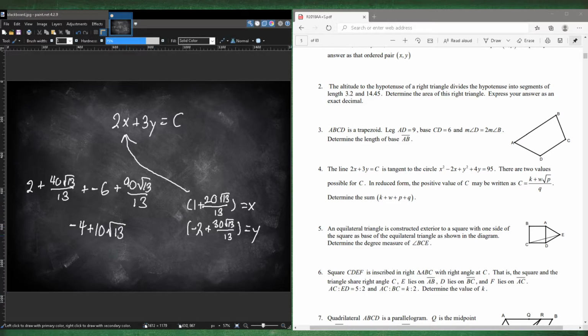So if we had to put a coefficient on the bottom, it's just 1. So then our k is negative 4, our w is 10, our p equals 13, and our q equals 1. So add them all together. So negative 4 plus 10 is 6, plus 13 is 19, plus 1 is 20. And that is our answer for number 4.